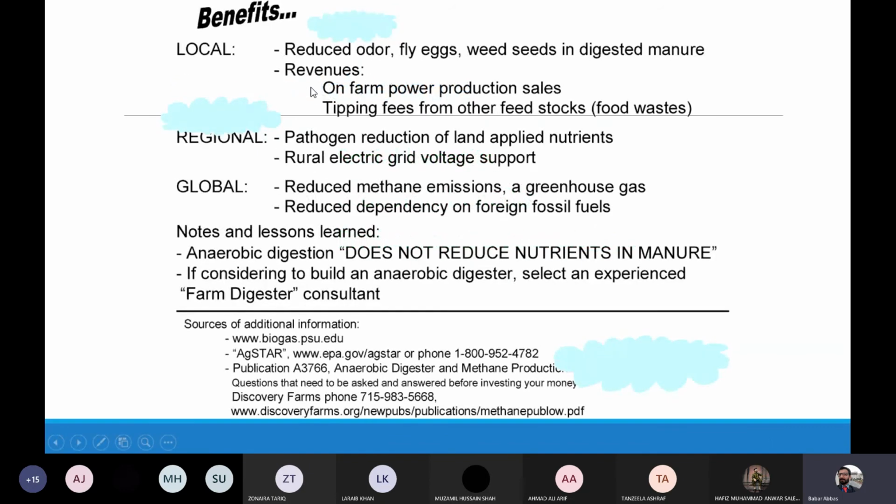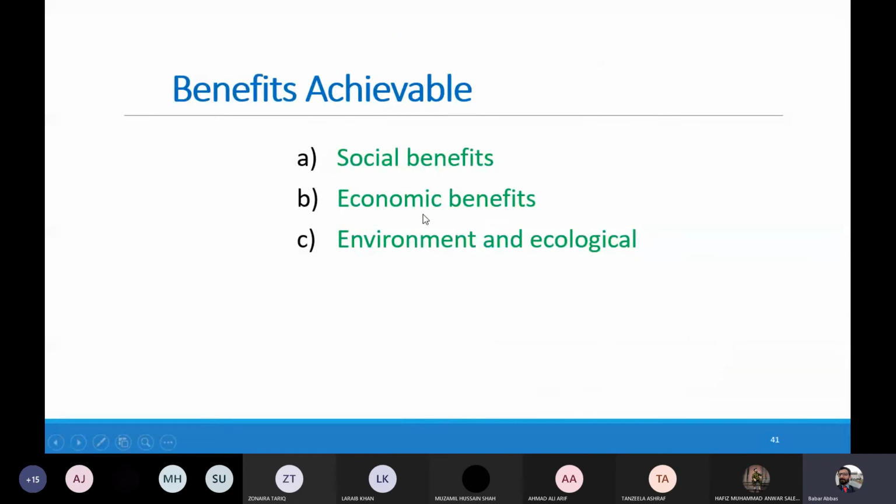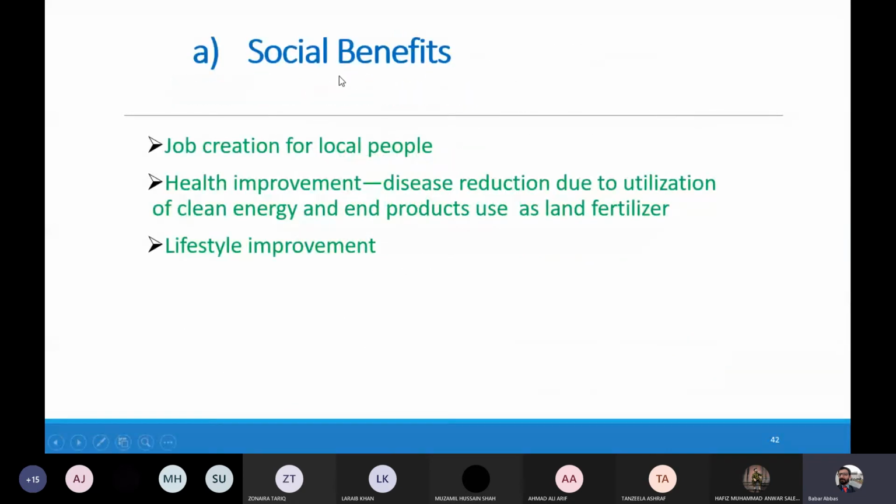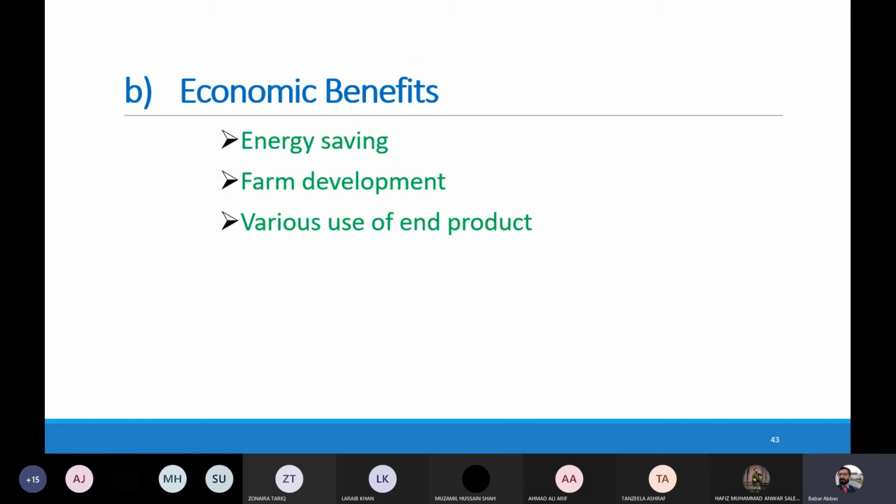These benefits, which were earlier shown as local, regional, and global, can also be considered as social, economical, and environmental at any level. For example, social benefits, economic benefits, environmental benefits. Social benefits include job creation for local people, health improvement of the local people in terms of disease reduction due to the utilization of clean energy and end products used as land fertilizer, avoiding the waste to the environment, lifestyle improvements. Economic benefit includes the energy saving, farm development, various use of the end products.